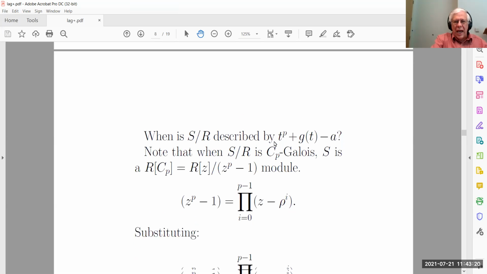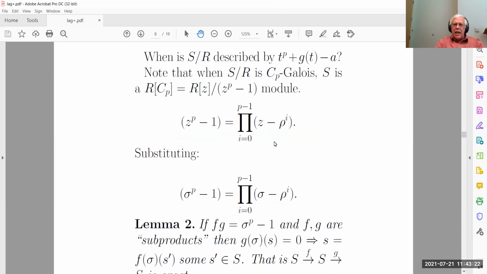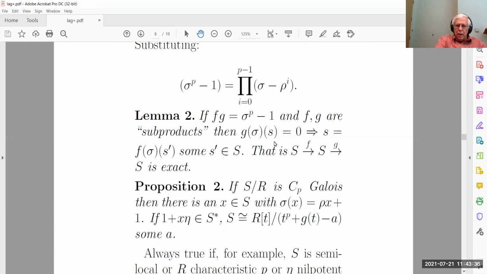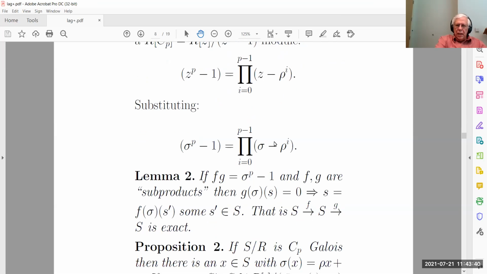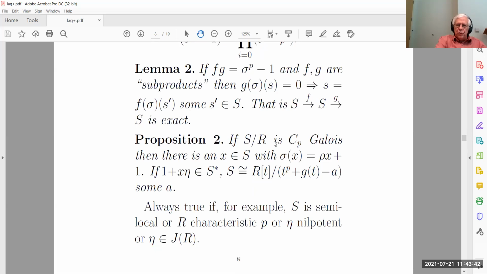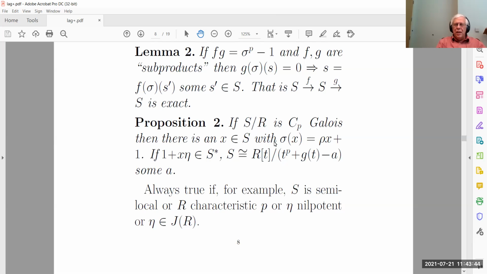Okay, sorry, I was getting ahead of myself. When is an extension described by this polynomial? There is always an element such that sigma of x equals rho x plus 1, but you don't always have the invertibility I need. The technique I need to do this is sort of this curious thing that, again, I should have realized all along.